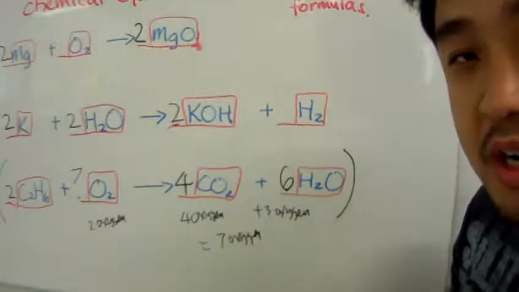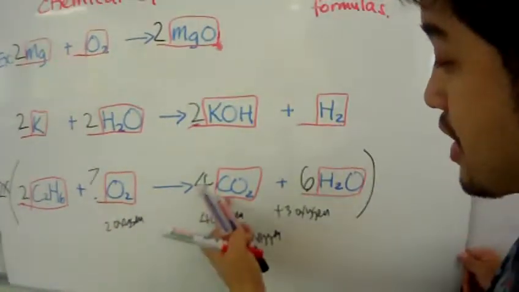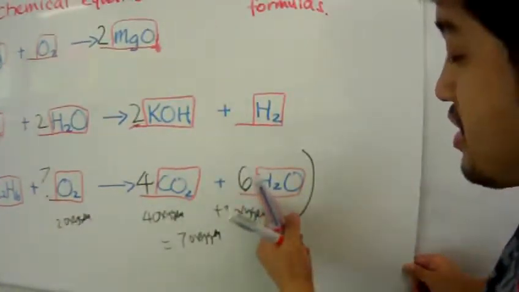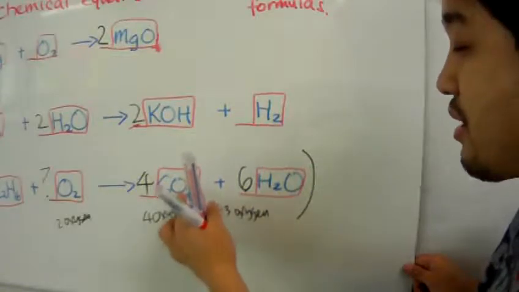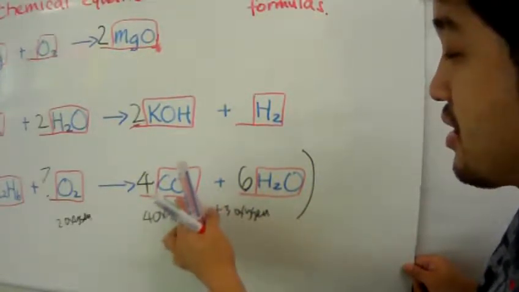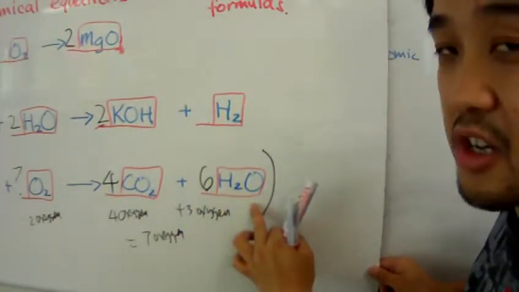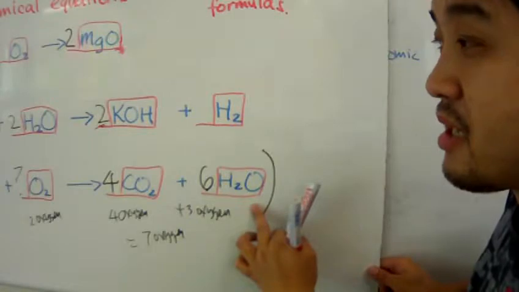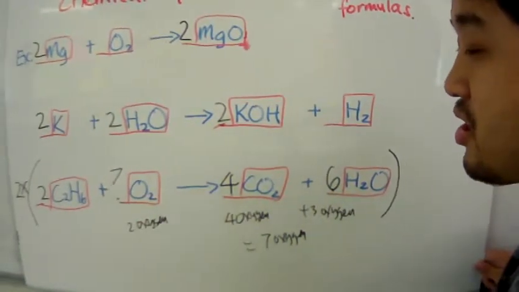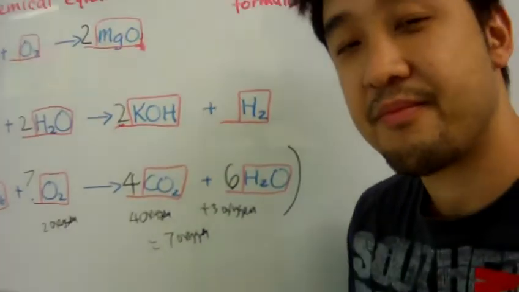Let's double check our work. Checkity check. How many carbons? 4. 4 carbons here. How many hydrogens here? 12. How many hydrogens here? 12. How many oxygens we have here? 1, 2, 3, 4, 5, 6, 7, 8. 8 plus 6 oxygens here. That will be 14. And then 7 times 2 is 14 oxygens here and 14 oxygens here. So the equation is balanced. Awesome.